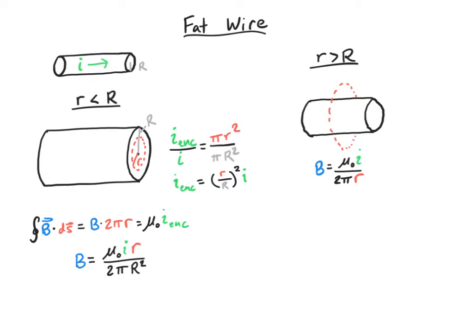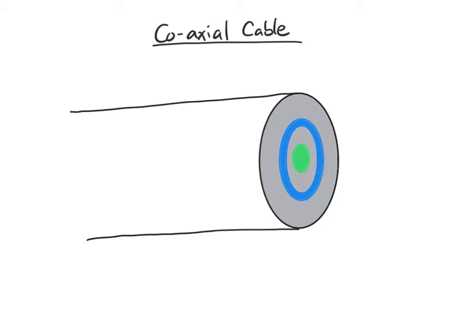Combining these two, we can define the magnetic field of this wire everywhere, both inside and outside, and we see that at the very center, it's equal to 0. There's no enclosed current within our loop. And as we move farther and farther away, the magnetic field increases linearly until we reach the edge of the wire where it starts to fall off as 1 over r. A very practical application for this is in a coaxial cable.